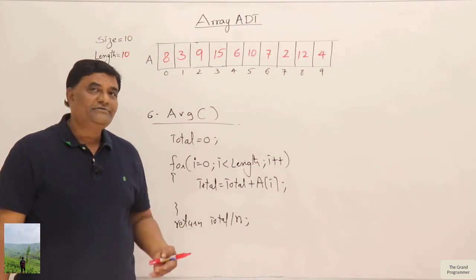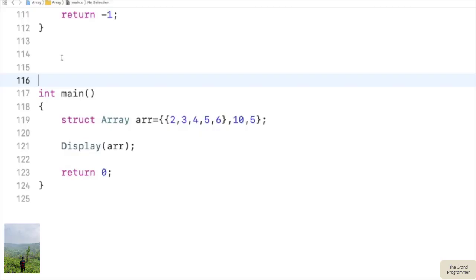Now in the coming videos, we'll look at more operations on an array. In this video, we will write all those small functions like get, set, finding maximum and minimum, finding the sum of all the elements, and also calculating average. So let us start with the first function, that is get.